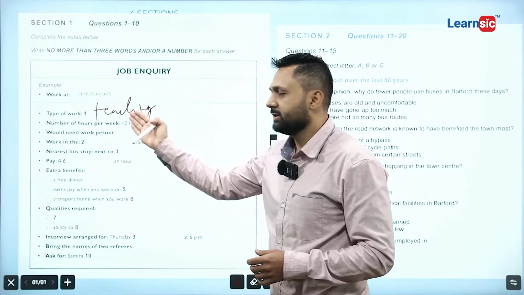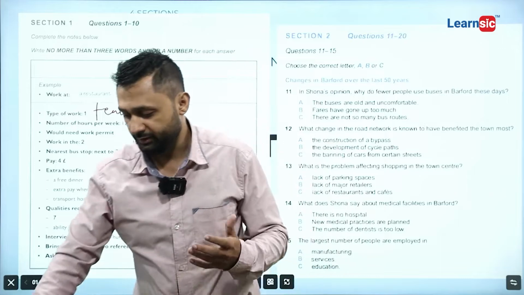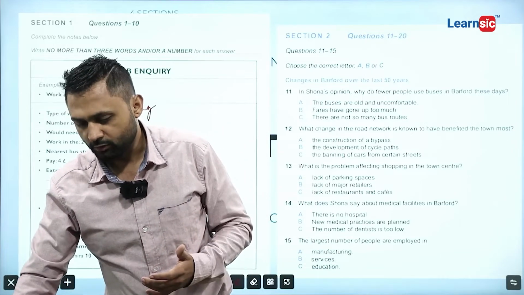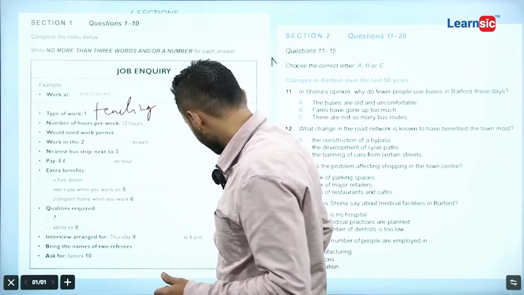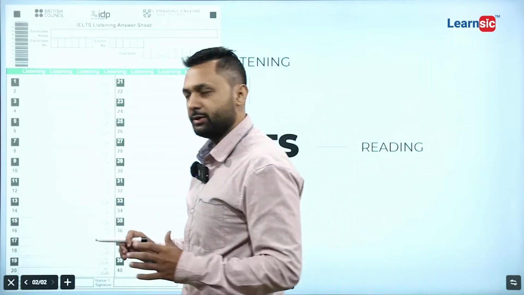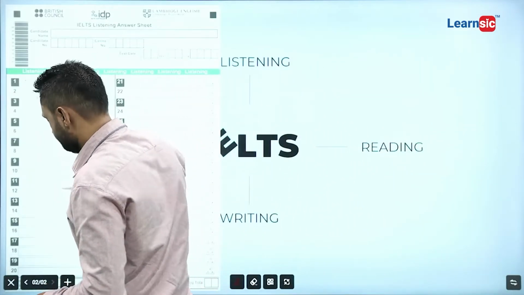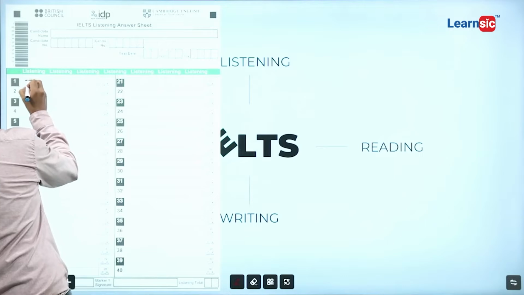Now while you copy this answer to the answer sheet you should be very careful, because while copying you need to copy in capital letters. While copying the answers you need to write TEACHING.